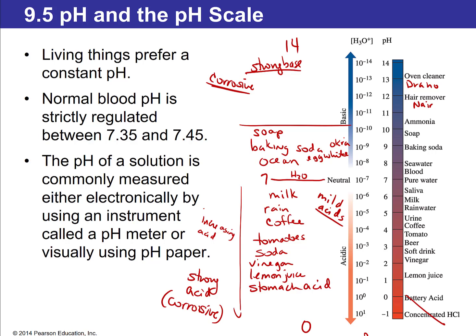There's not a lot of foods. We don't actually eat a lot of basic foods. Most of the foods that you eat fall into the acidic category. They're either neutral or slightly acidic. But those are a couple of the ones: baking soda, okra, egg whites.